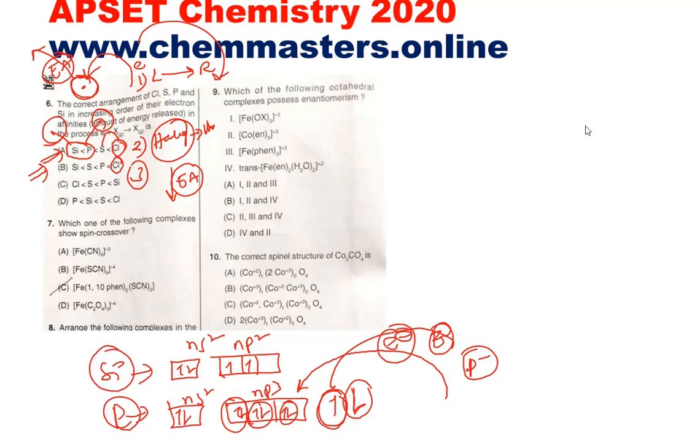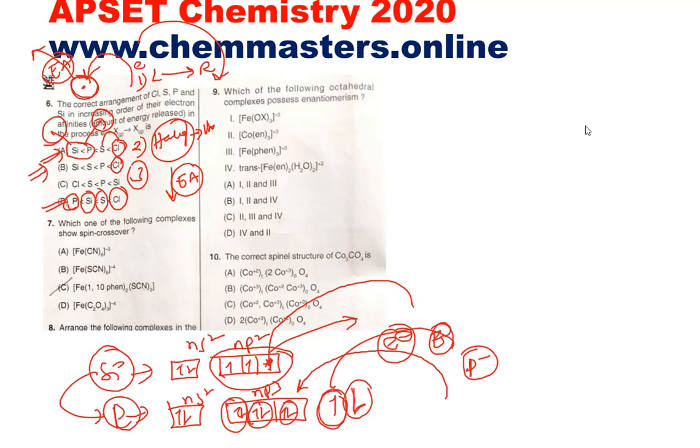When we see silicon, the electron can easily add to that empty p orbital, which makes it completely half filled, the most stable electronic configuration. That's why the highest energy is released from silicon when we compare it to phosphorus. So what is the correct order here? Phosphorus is less than silicon, which is less than sulfur, less than chlorine. Option D is the correct one.